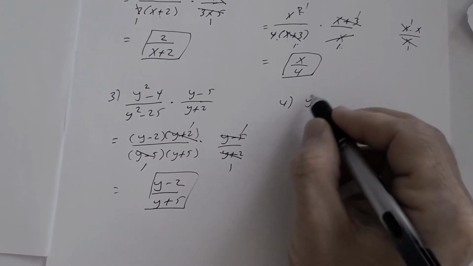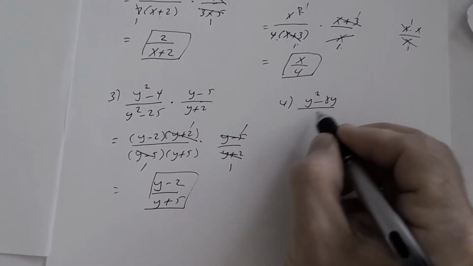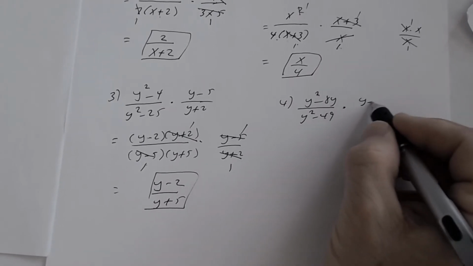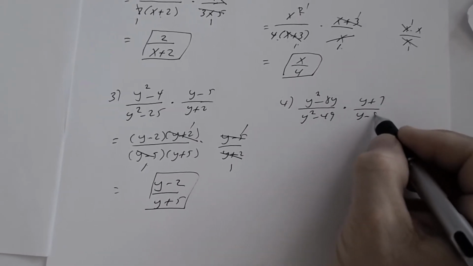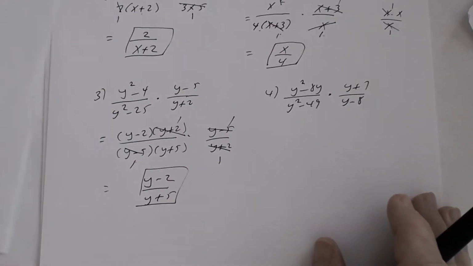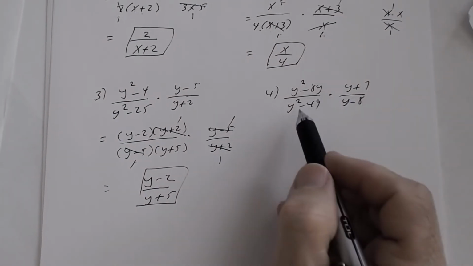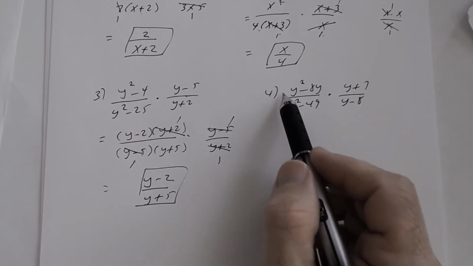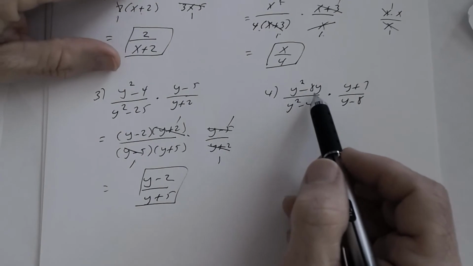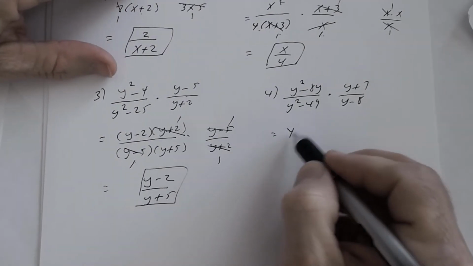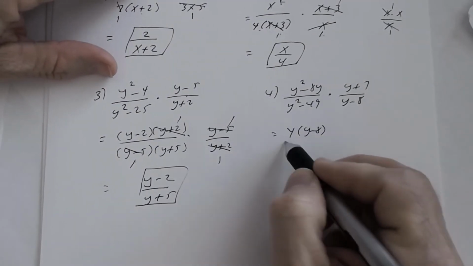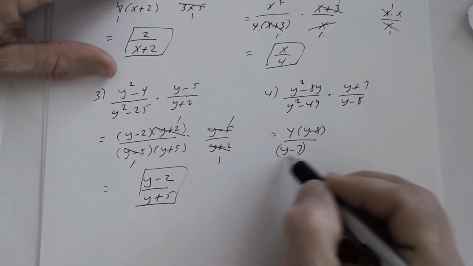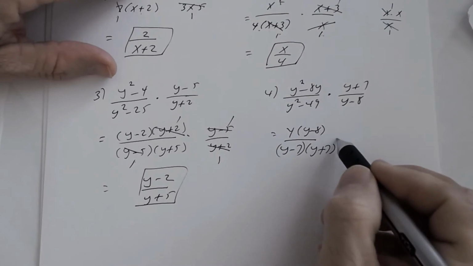All right, number 4, we have y squared minus 8y divided by y squared minus 49 times y plus 7 divided by y minus 8. Again, we have to factor the numerators first. So in this numerator, I can factor out a y. That's the GCF. So I get y times y minus 8 divided by, and that's the difference of two squares, so I get y minus 7 times y plus 7 times.